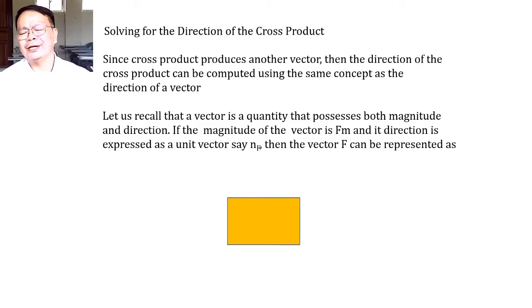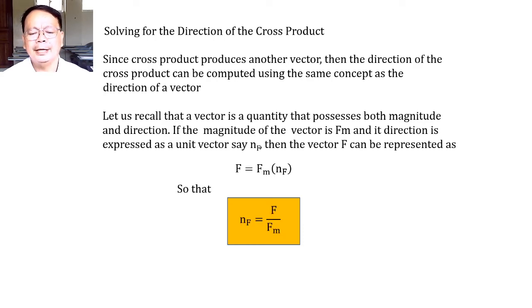If the magnitude of the vector is F sub m and its direction is expressed by a unit vector, say n of F, then the vector F shall be equal to the product of F sub m multiplied by the direction of F. Therefore, n of F shall be equal to F divided by F sub m. You might be wondering why I presented it again: in order for us to determine the direction of the cross product of the two vectors.